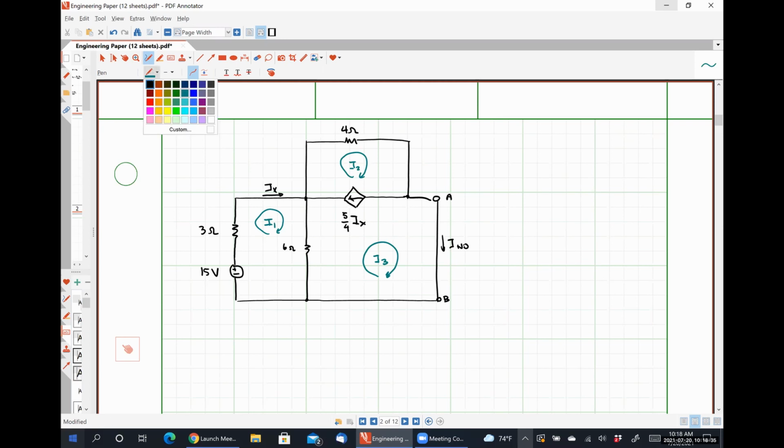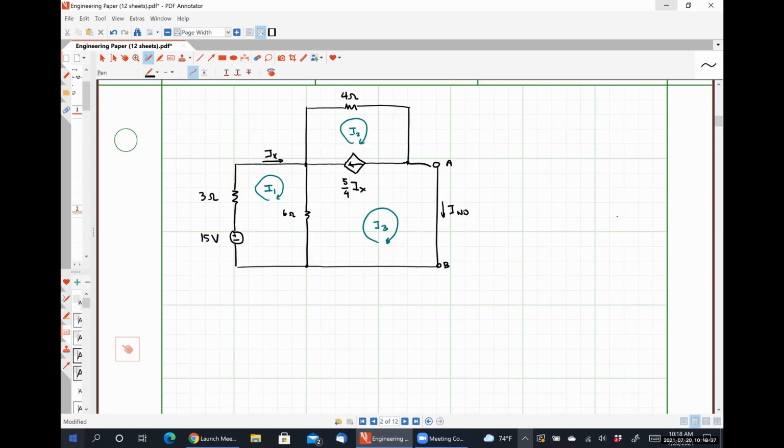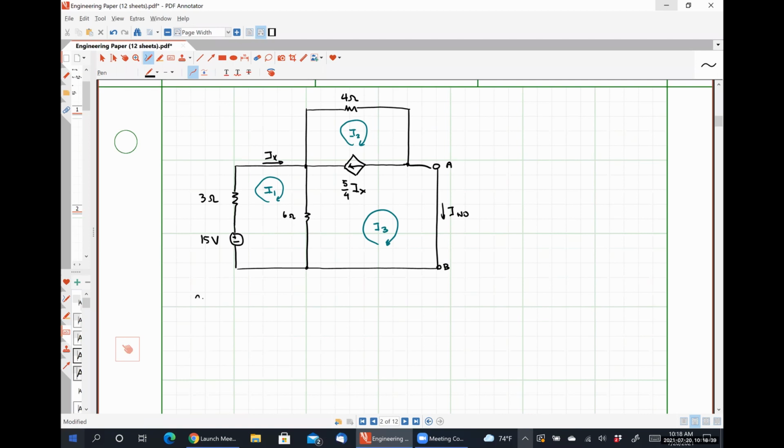Because there is a current source on the interior of the circuit, I'm going to have a current relationship. So I can see that 5/4 times Ix, the amount of current being supplied by that dependent source, is going to be equal to I2 minus I3. Everybody okay with that?